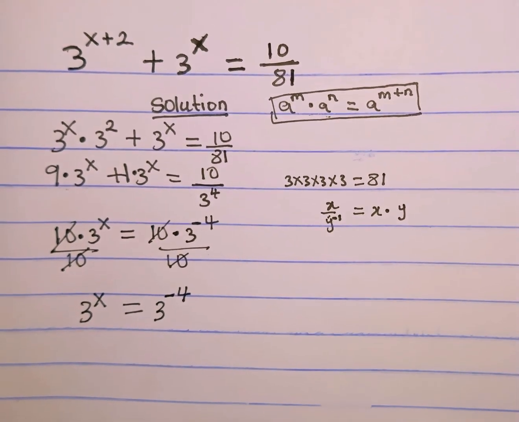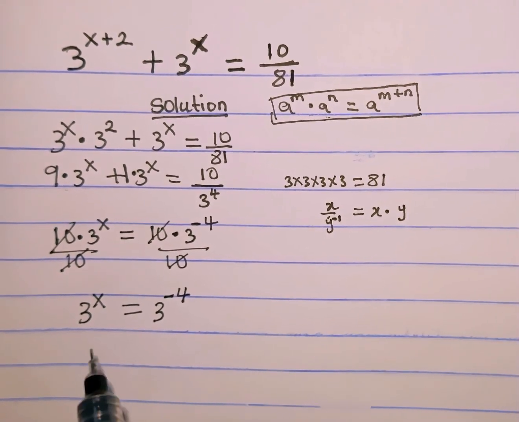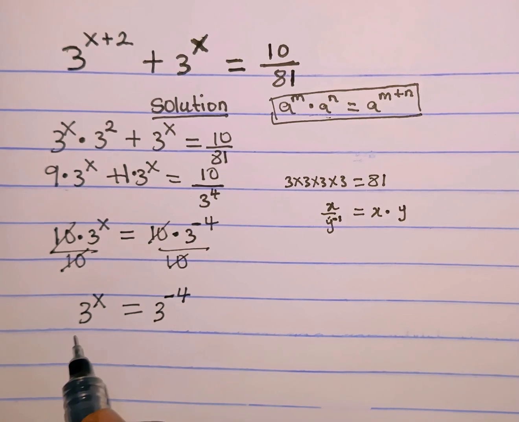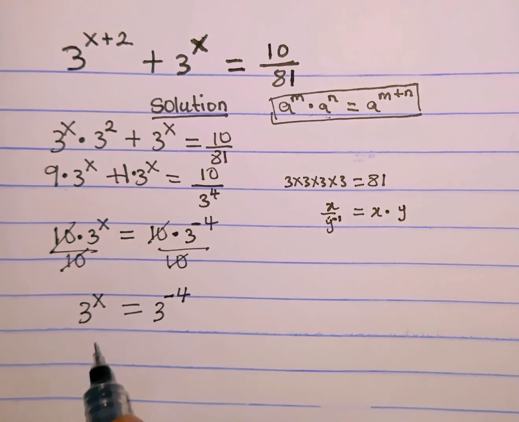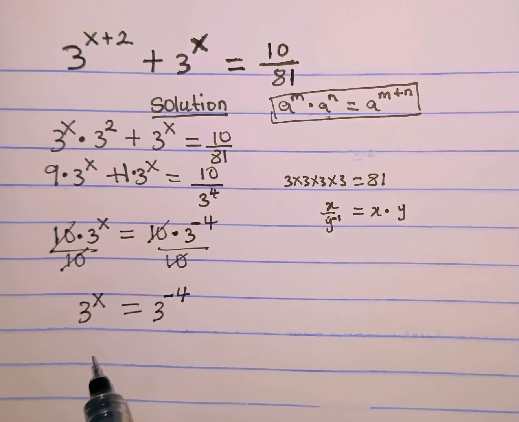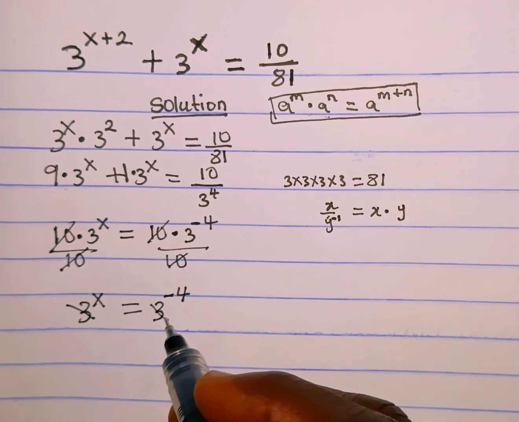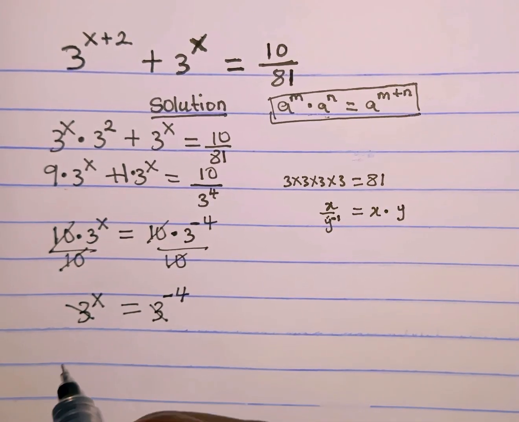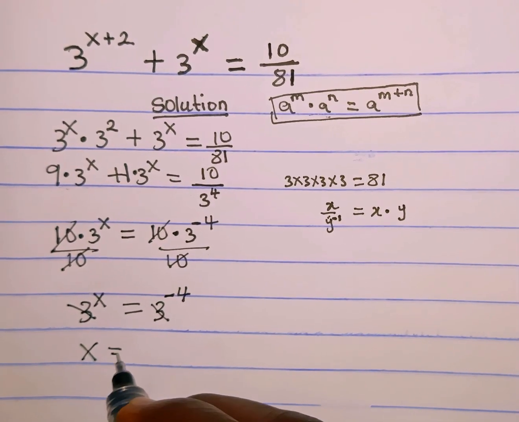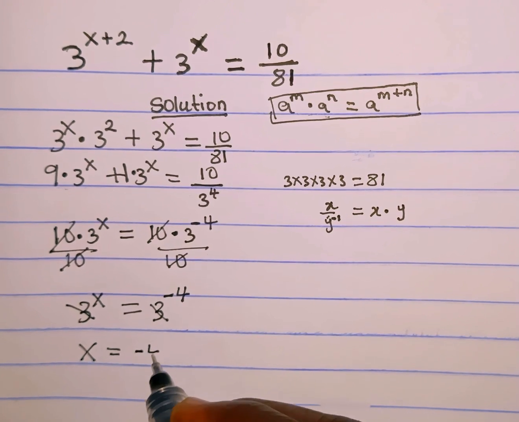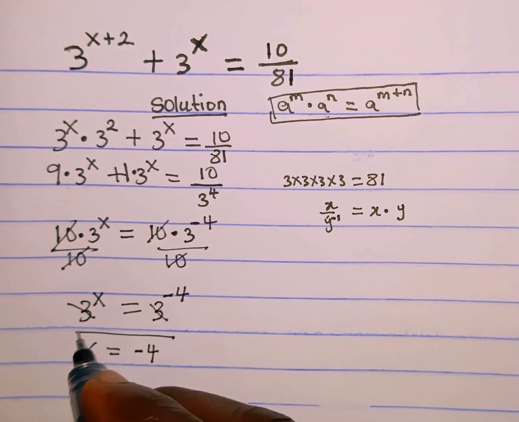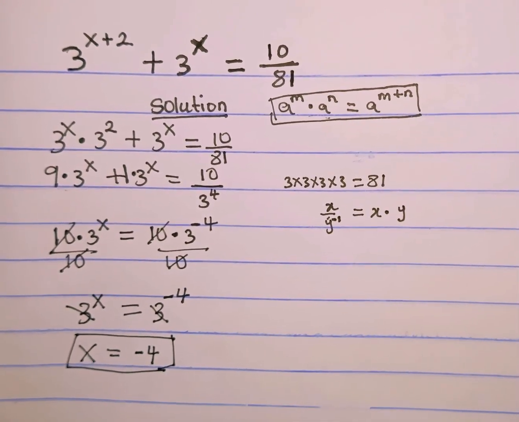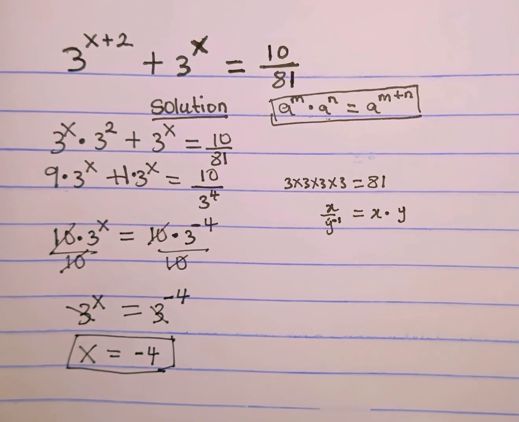Next, recall that when you have an equation and the bases are the same, it means the powers are also the same. So we're going to cancel out the base and equate the powers. The first power is x, which is equal to the second power, which is -4. Therefore, -4 is the value of x that satisfies this exponential equation.